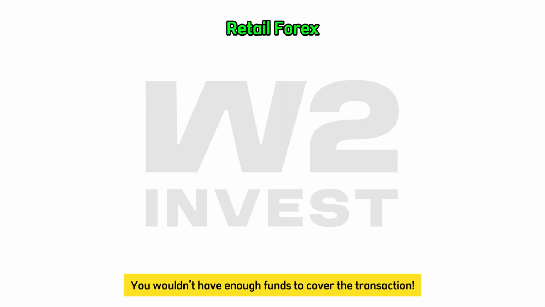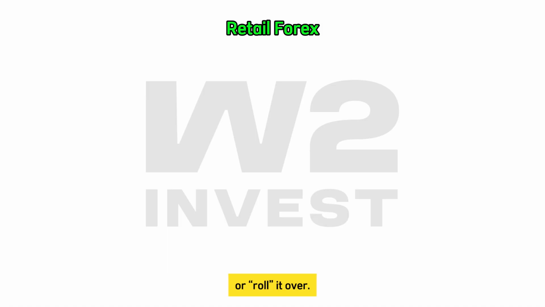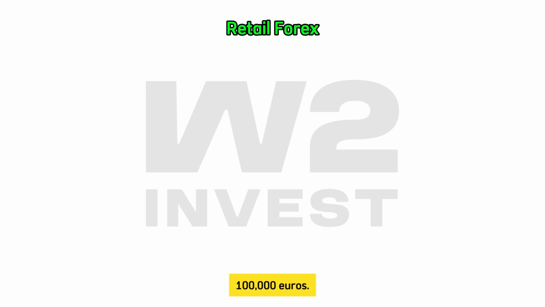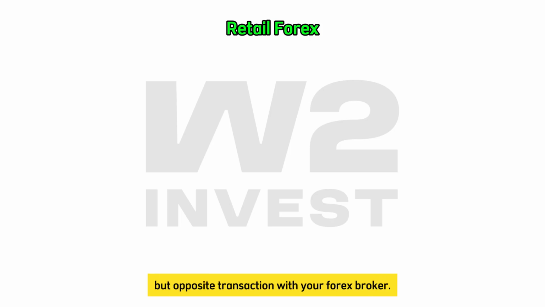You wouldn't have enough funds to cover the transaction, so you either have to close the trade before it settles or roll it over. To avoid this hassle of physical delivery, retail Forex brokers automatically roll client positions. This is how you avoid being forced to accept or deliver 100,000 euros. Retail Forex transactions are closed out by entering into an equal but opposite transaction with your Forex broker. For example, if you bought British pounds with US dollars, you would close out the trade by selling British pounds for US dollars. This is also called offsetting or liquidating a transaction.